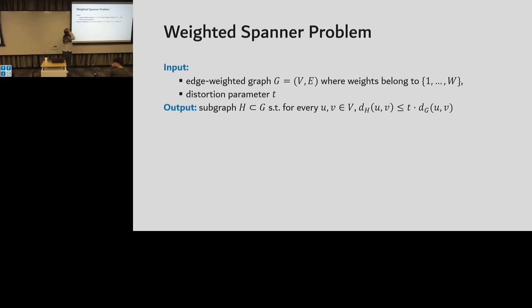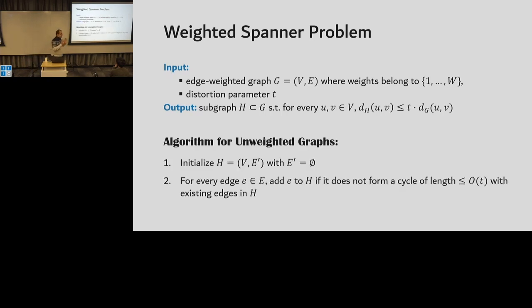So what do we know about this problem? In the input, we are receiving an edge-weighted graph G, where the weights belong to 1 to W. We're also receiving a distortion parameter t, and we would like to return a subgraph H such that H is a t-spanner, meaning that for every pair of vertices u and v, the distance of u and v in H is at most t times the distance of u and v in the original graph G.